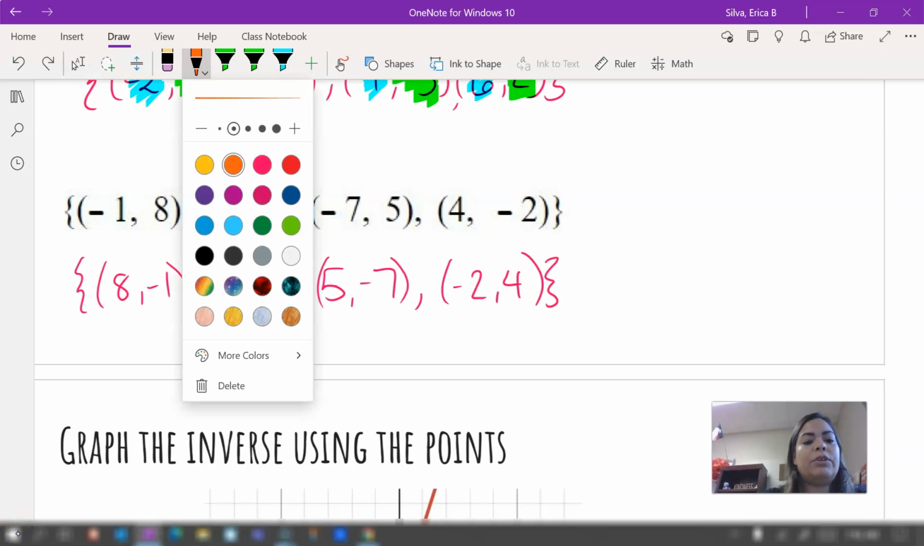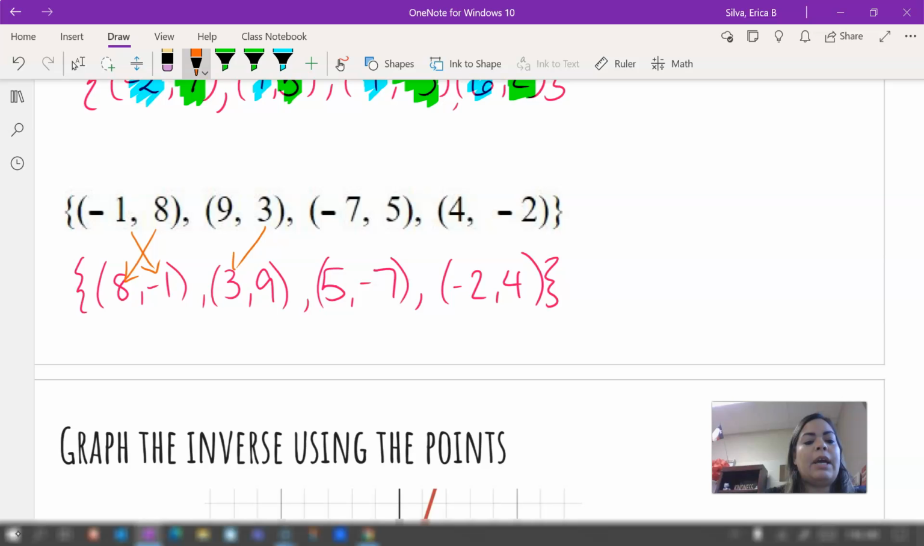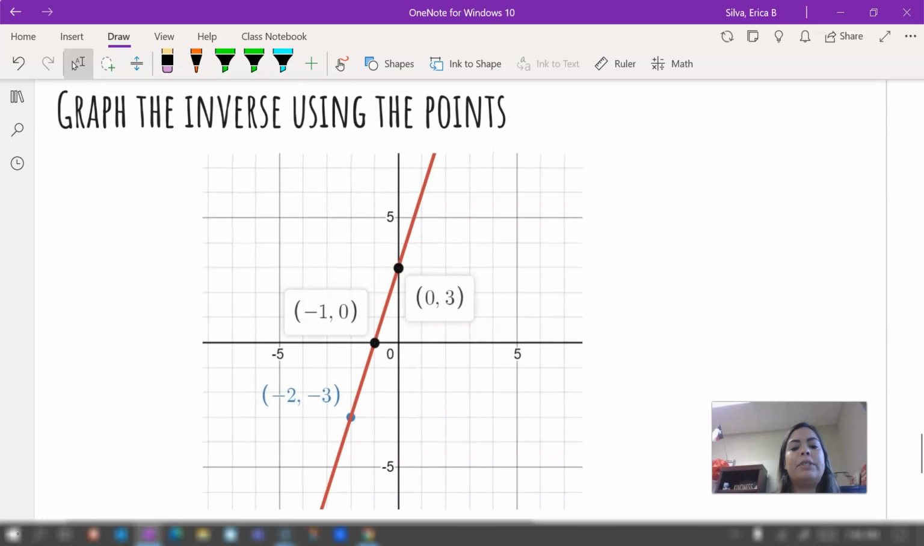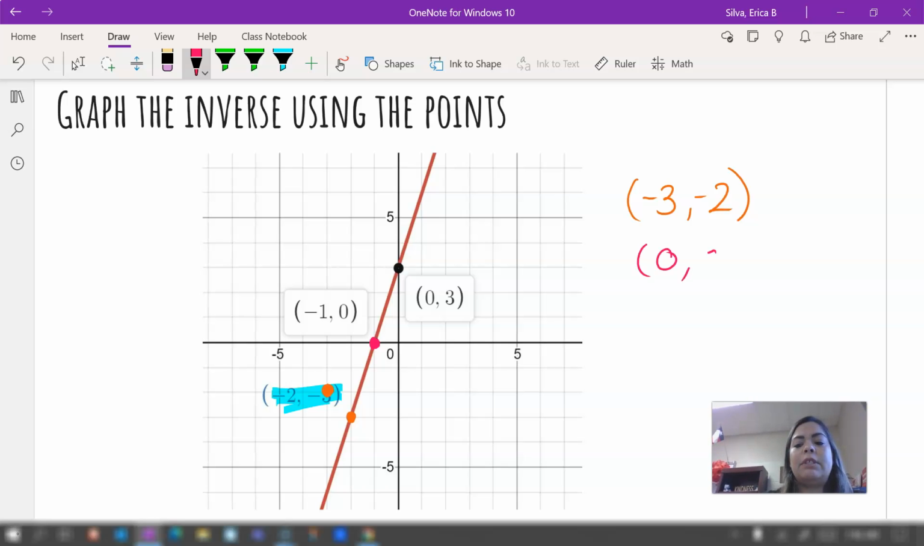All right, so this is what you should have gotten. All we did was switch our x's to our y's and our y's to our x's. Okay, now let's go ahead and graph the inverse using points. So here we have this point here, -2, -3. To graph its inverse, we're simply going to switch it to -3, -2. So let's go ahead and graph that, -3, and then -2. So my new point is here. Then we're going to do this point right here. We're at -1, 0. We're going to switch it for the inverse, 0, -1. Go ahead and label it as so.